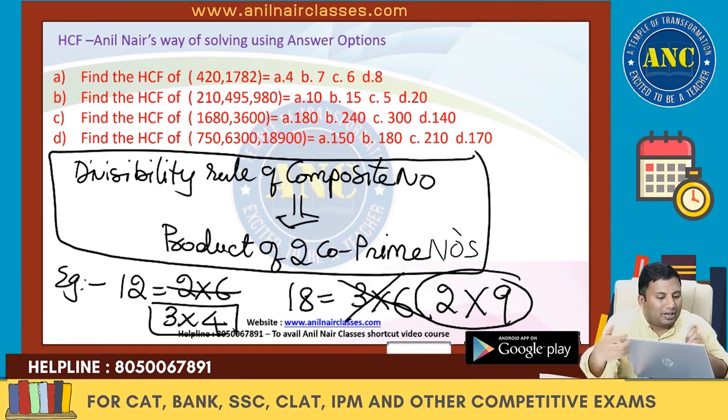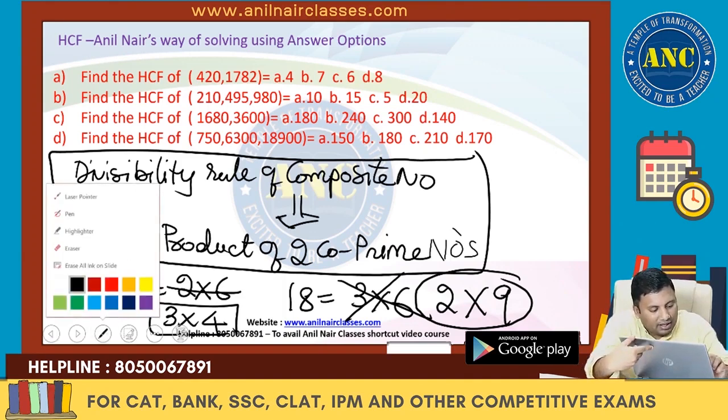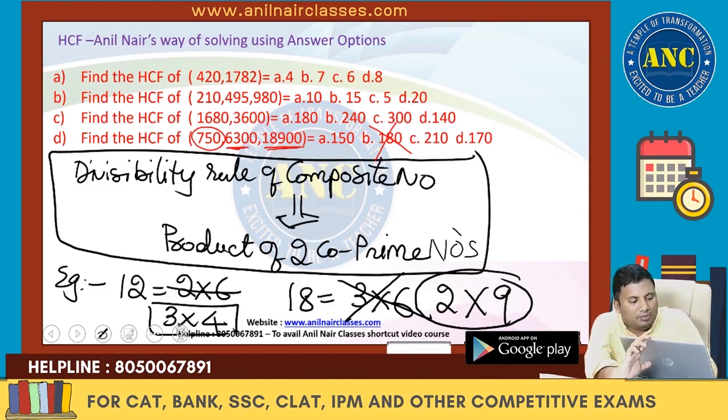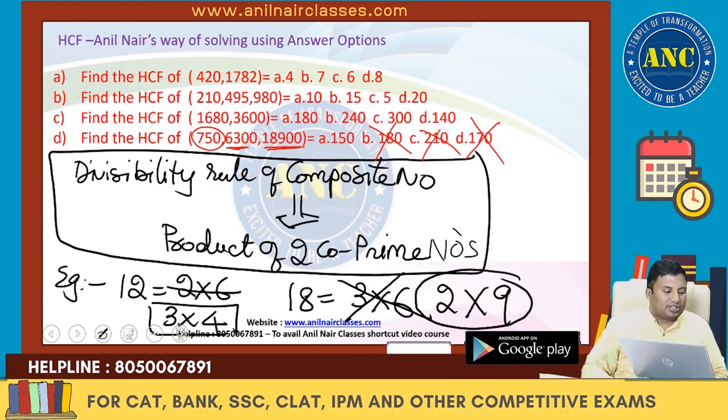Balaji, I am taking the 750 number. You are taking the 1890 number. I am taking this number. This cannot be 180. 180 is divisible by 9. This is divisible by 9. This is divisible by 9. 750 is not divisible by 9. 180 is out, 170 is out. 210 is out. 150 is the answer.